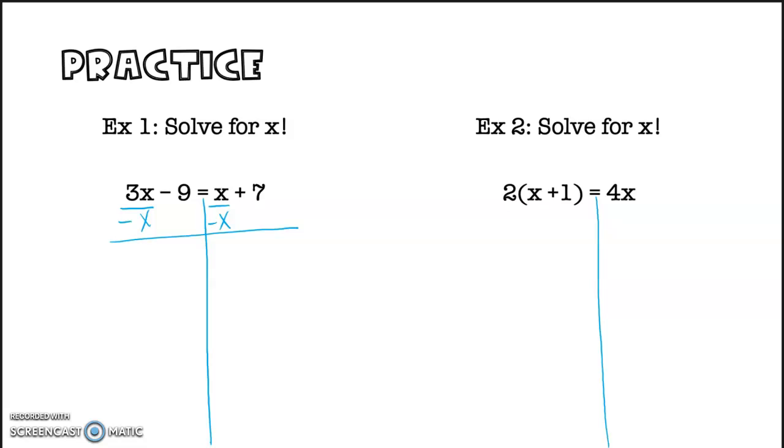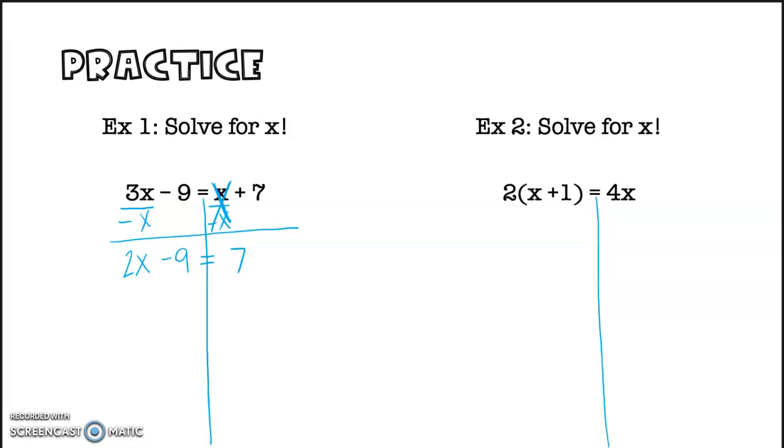That leaves me with 3x minus x. That's going to give me just 2x. Minus 9 wasn't touched. X minus x, that's a 0 pair. It's going to go away. And then plus 7 wasn't affected, so I'm just going to have 7. I don't need to write that plus sign again.